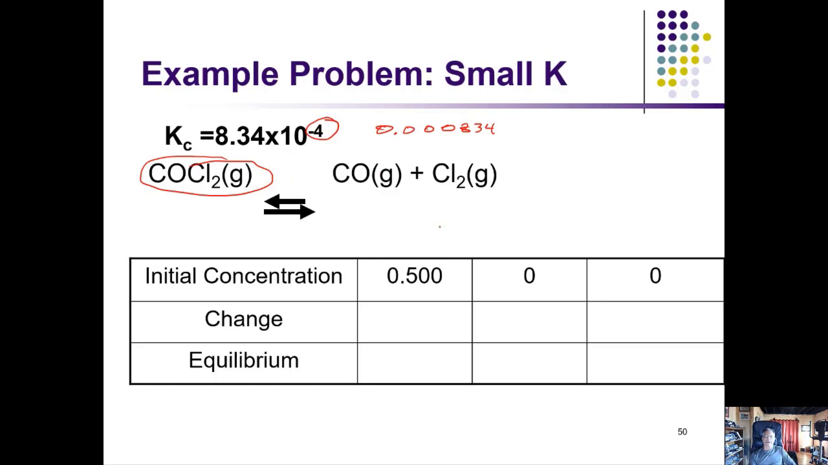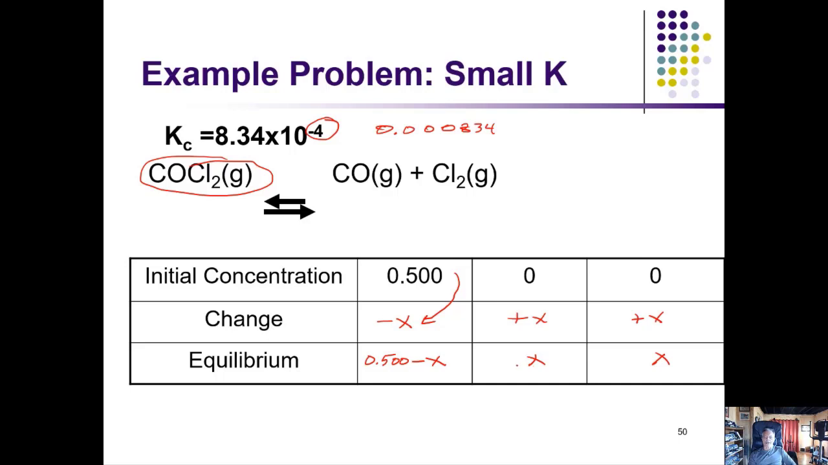All right, so at any rate, the change here is going to be minus x. The change here will be plus x, and the change here will be plus x. And then we simply add the initial to the change, just like we had before. 0.500 minus x. 0 plus x is x. 0 plus x is x.